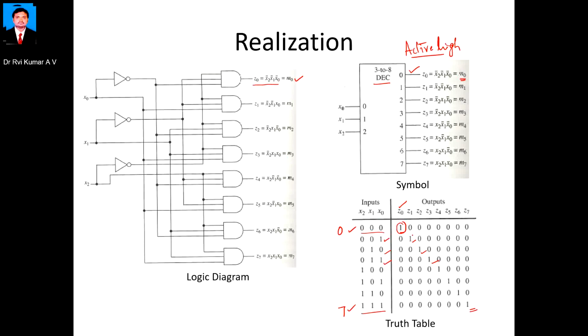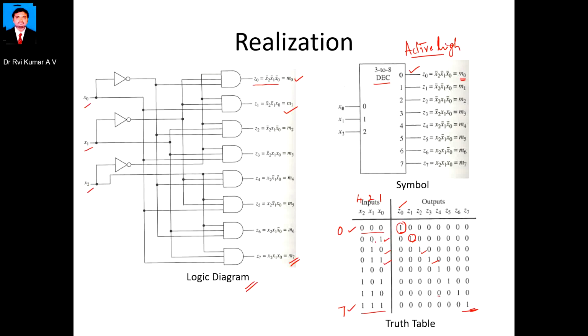Similarly, for Z1 I can represent it as a 1 in the binary form. That is what we call the 8421 code. So in this case, it is X2 bar, X1 bar and X0. This will be represented as M1. Likewise, for M0, M1, M2, M3, M4, M5, M6 and M7, all the outputs I can represent in the form of X0, X1 and X2. I can realize this in the logic diagram.